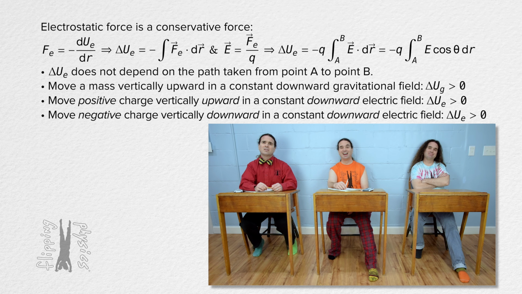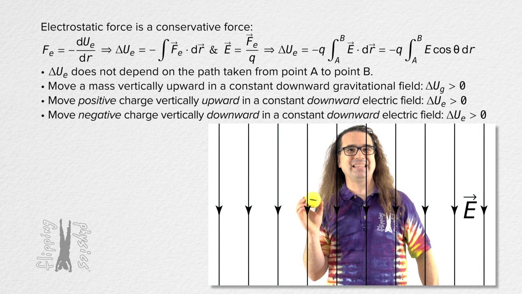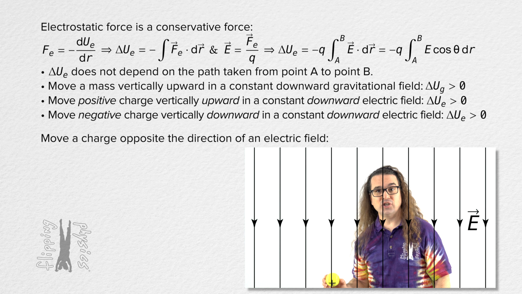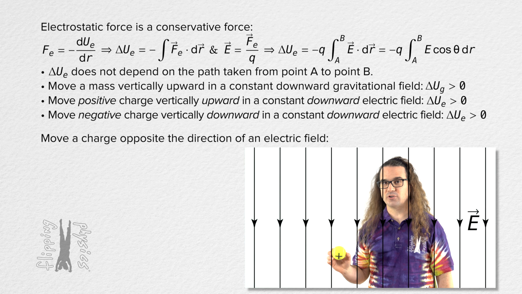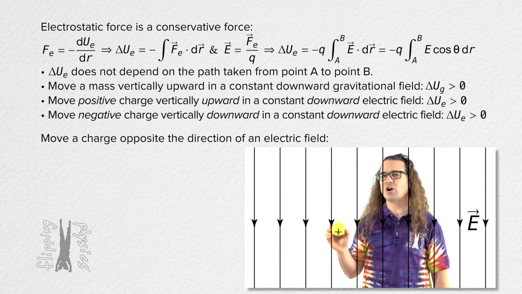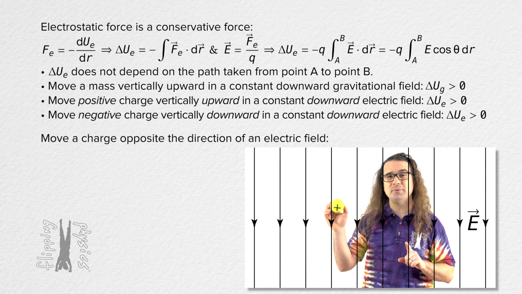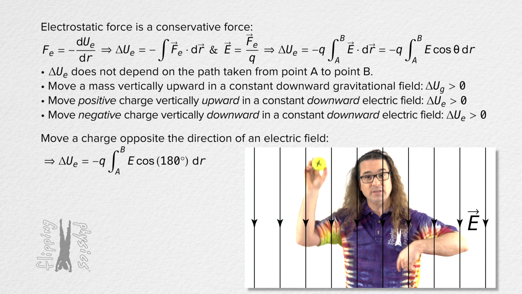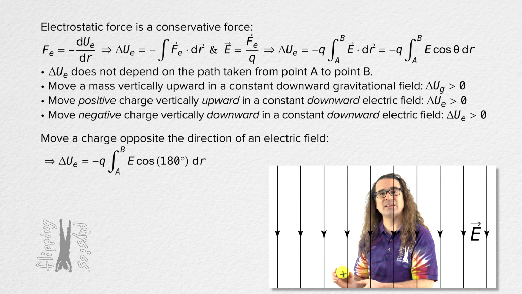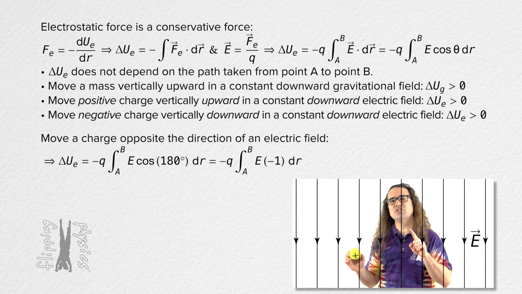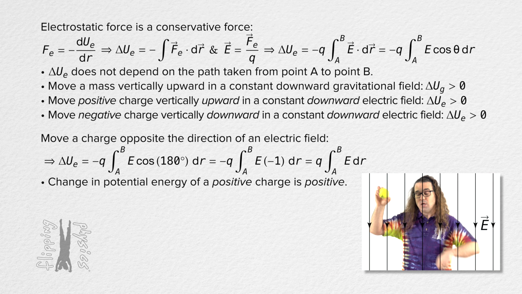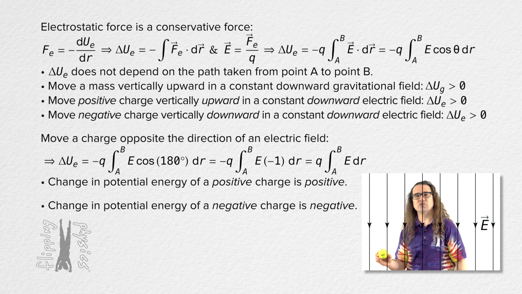I do want to point out the negative and the dot product in the equation. As I move the charge in a direction opposite the direction of the electric field, the direction of the displacement of the charge and the direction of the electric field are opposite to one another. Therefore, the angle between those two directions is 180 degrees. The cosine of 180 degrees is -1, which makes the change in potential energy of a positive charge positive, and the change in potential energy of a negative charge negative.